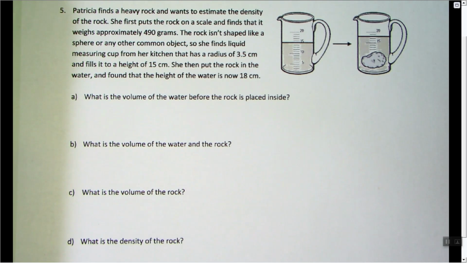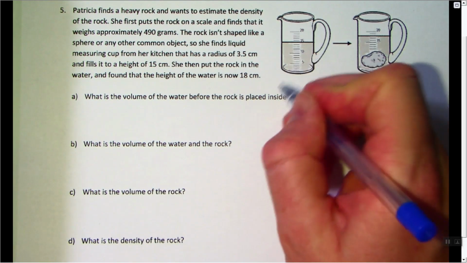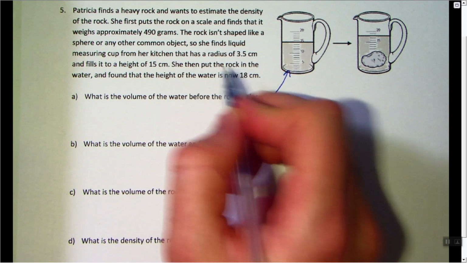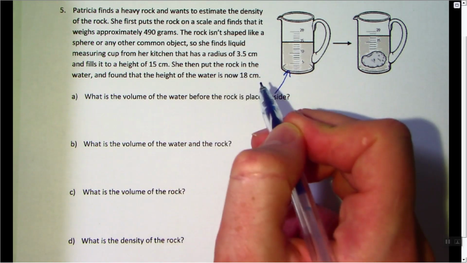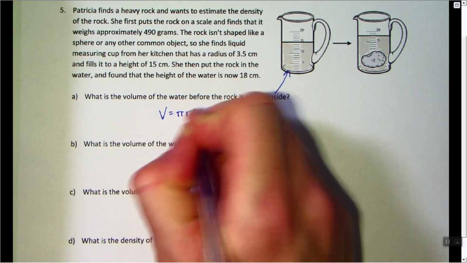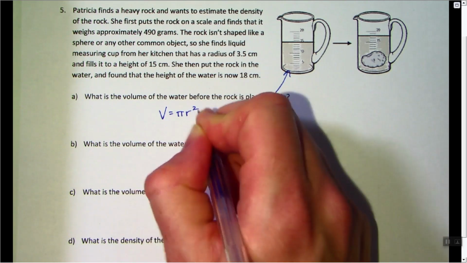The rock isn't shaped like a sphere or any other common object, so she finds a liquid measuring cup from her kitchen that has a radius of 3.5 centimeters, okay, and fills it to a height of 15 centimeters. She then puts the rock in the water and found that the height of the water is now 18 centimeters. Okay, we want to find the volume of the water before the rock is placed inside this right here. Okay, now we're assuming it's a cylinder. It says it's a cylinder. So the volume of the cylinder, we look from our formula sheet, it's pi r squared, area of a circle, times the height.